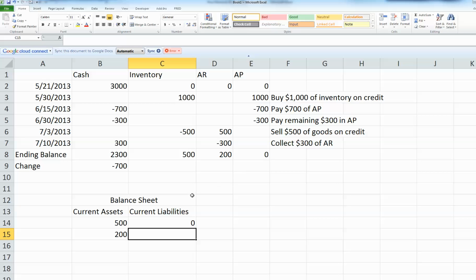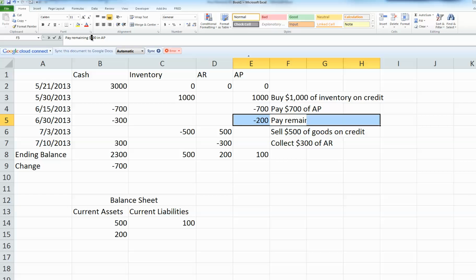Excuse me. And so that it doesn't actually have a balance of zero, I'm going to change this entry right here. I was making this up on the fly, and sometimes I mess up when I make things up at the spur of the moment. So what I'd rather do here is say, well, instead of paying 300 of the accounts payable, I just paid 200. And so let me change that to 200.